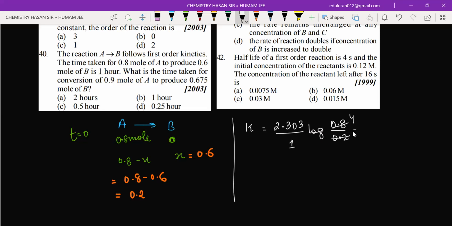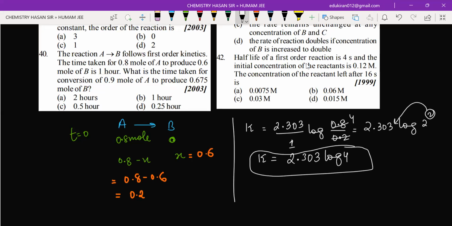And log 4 can be written as 2.303 log of, can I write 2 raised to the power 2, and this 2 directly multiplied here, and log 2 has a value of 0.30. So basically the k that you will get is like this. I'm going to write in terms of this only, 2.303 log 4. This is the value of k. I put it in log terms because it will get cancelled after some time, you will see. Is that clear up to this, both of you?